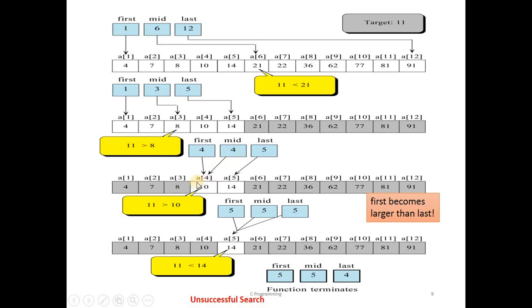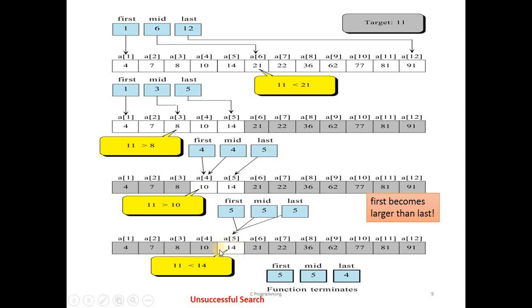So I am looking at the fourth index. Here 10 is stored, but what we need is 11. So 11 is not present. 11 is already larger, it means I have to search in the right half, because 11 is larger than this middle index value, that is 10. So I will look further in this place.